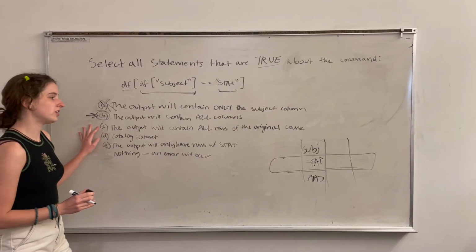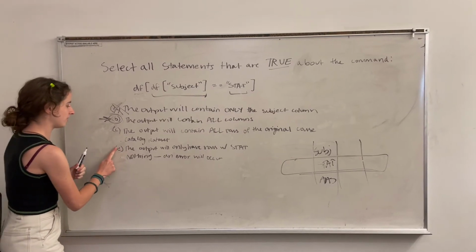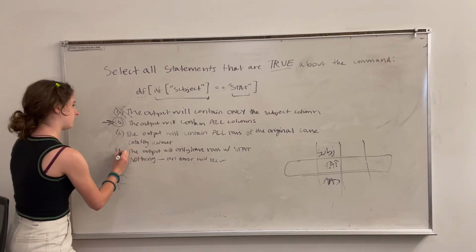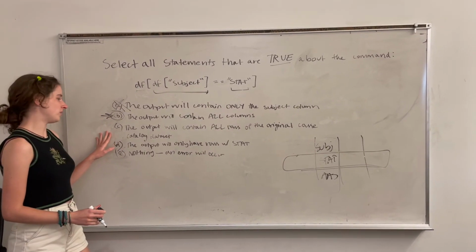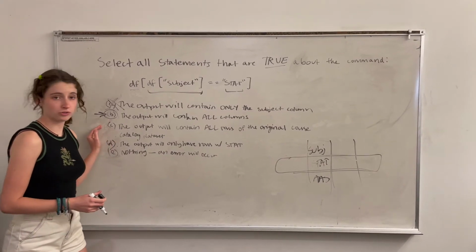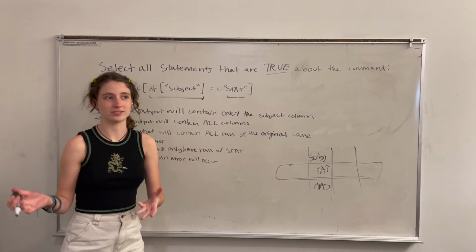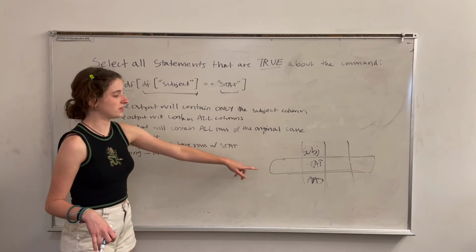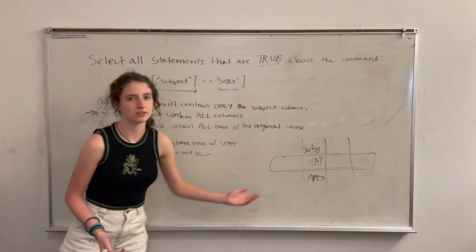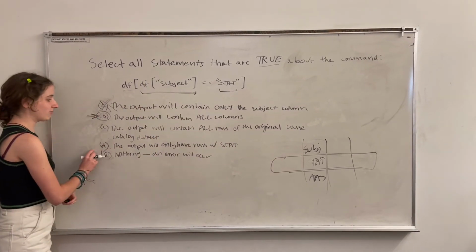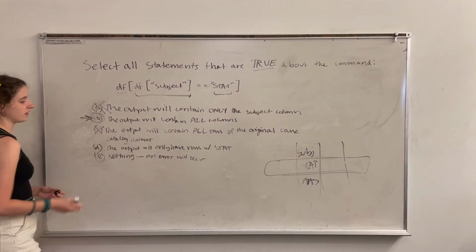C, the output will contain all rows of the original course catalog data set. Oops, I wrote that wrong. The output will contain all rows of the original course catalog data set. This is also false because, unless every single class at the University of Illinois is in a stat subject, this is not going to be true. There's a bunch of other subjects that the classes can be. It can be Asian American Studies, English, political science, anything. If that subject isn't the same as stat, it's not going to keep that row, so obviously it's not going to have all the rows in it.